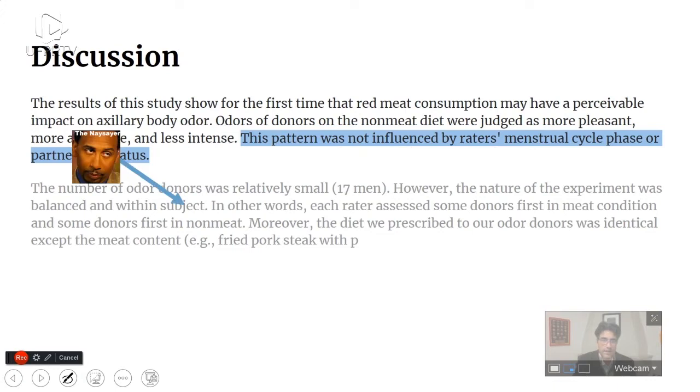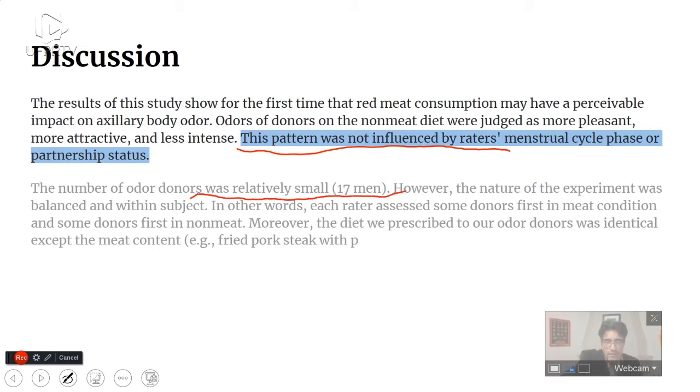And then here, they move to talk about a limitation. So this is not a limitation, they're just reminding. And here they talk about a limitation. And let me show you how they do that. Let's look at how they do that. They say the number of odor donors was relatively small, 17 men. So that is a typical, very common limitation that people immediately go to when they're writing an article. They say, okay, one of the limitations is we could have had 1 billion people, we only had 5. Okay, so they can put that in there.